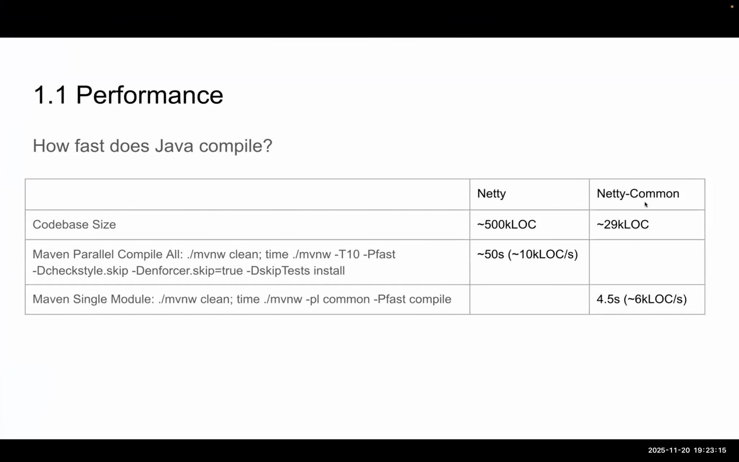Even compiling a single module like the Netty common module, that's one of the smaller modules within the Netty code base, takes about 4 to 5 seconds to compile. So you look at this, and this feels kind of slow and not very responsive.